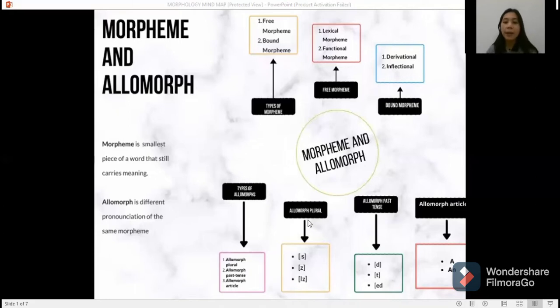Well, about allomorph plural, it has three sounds. The next is allomorph past tense. It has three sounds too. And the last one is allomorph article, a and an. Something like that. So let's move to the next mind mapping.